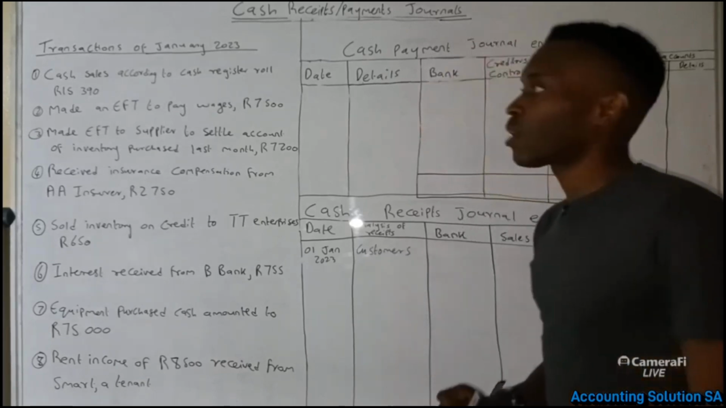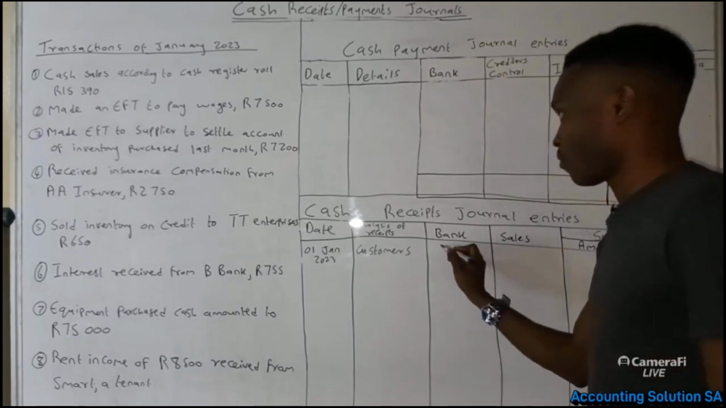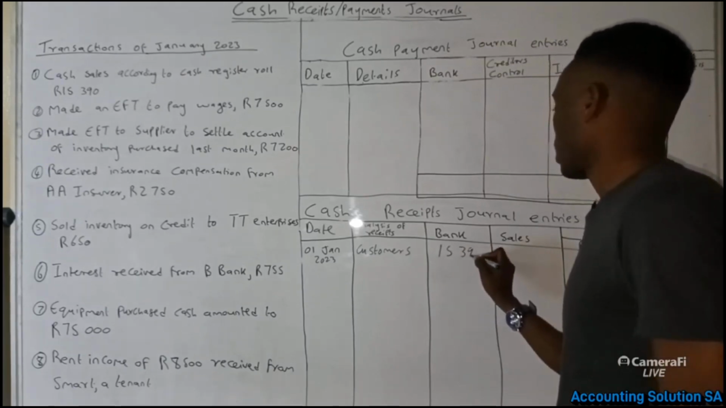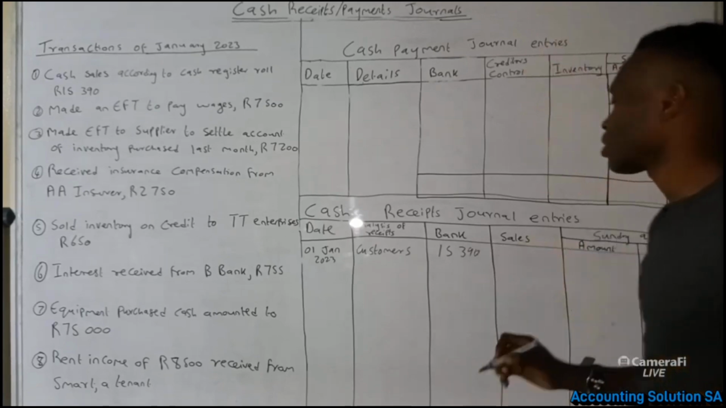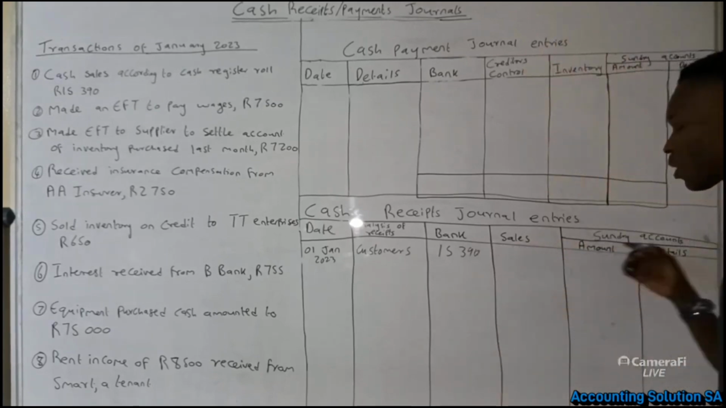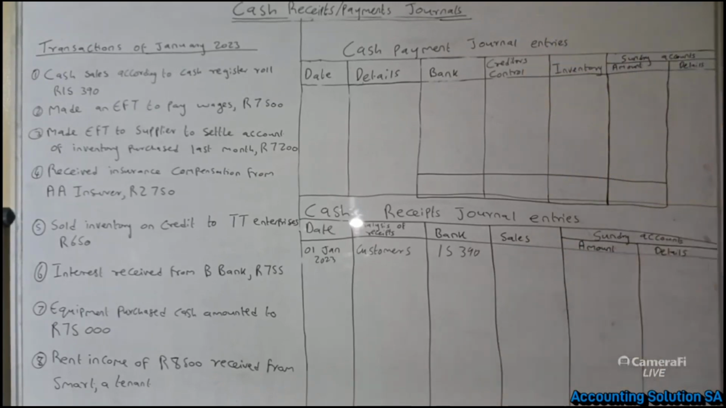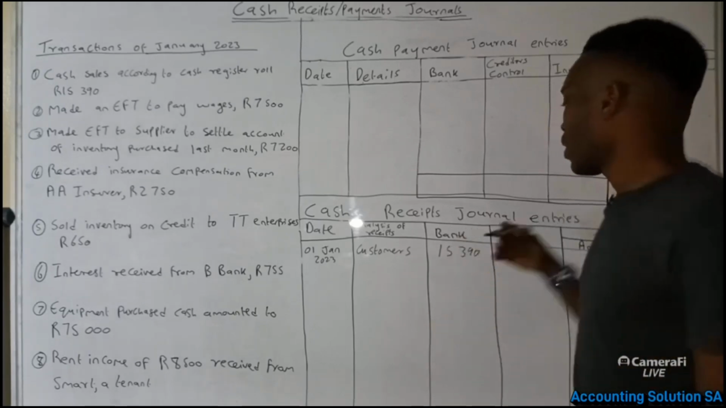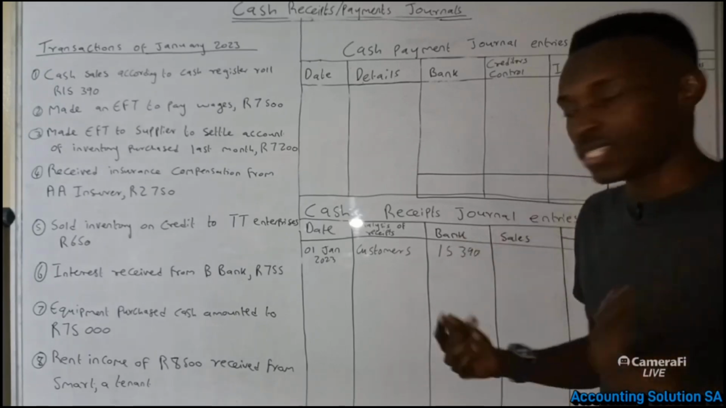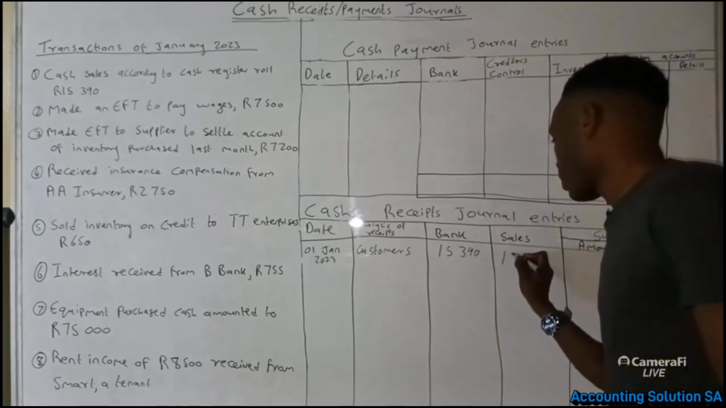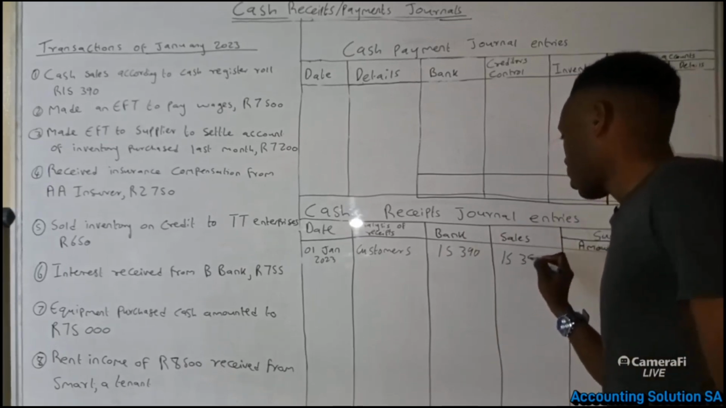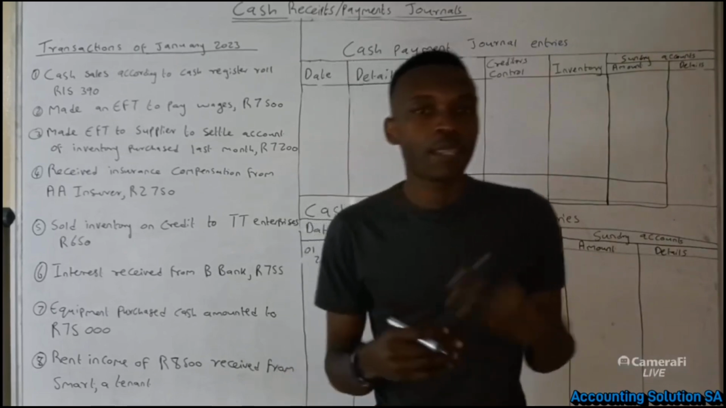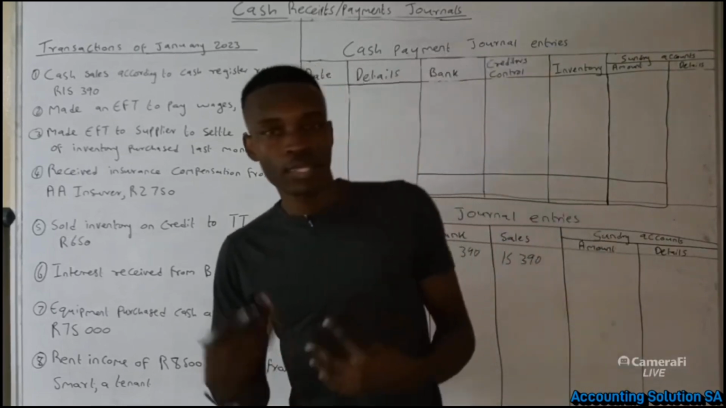Then the bank: we have to fill in the amount that we received in the bank, which is 15,390. Since we received this amount from sales, we are not going to go to the sundry account. We only go to the sundry account if we don't have a column for that transaction. It's going to be 15,390.